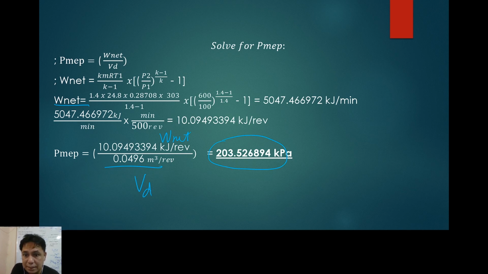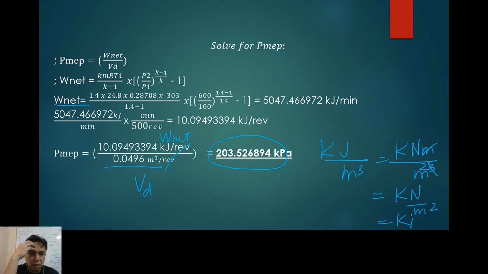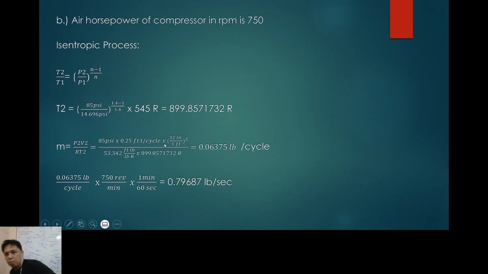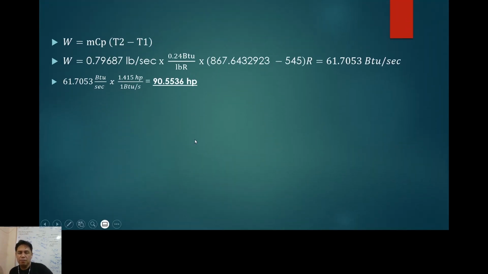203.526894 kilopascal. So revolution and revolution will be canceled. Then kilojoule per meter cube is also equal to kilonewton meter over meter cube. So meter and one meter here will be cancelled. What will be left is meter squared. So kilonewton per square meter is kilopascal, which is the pressure, the mean effective pressure. So we have 203.52 kilopascal.